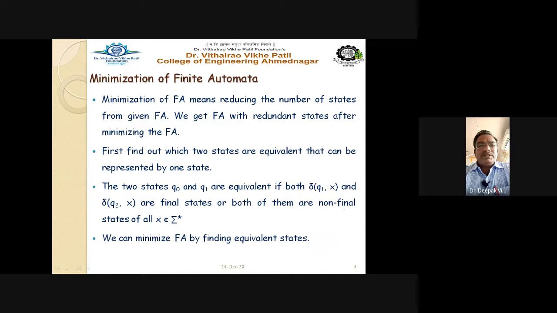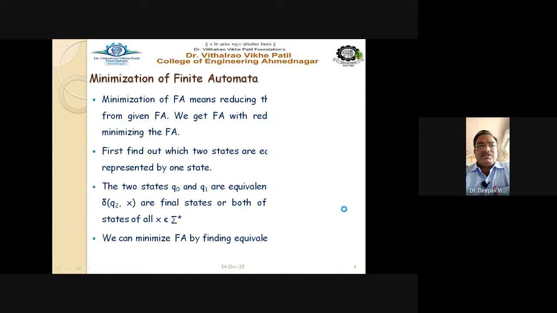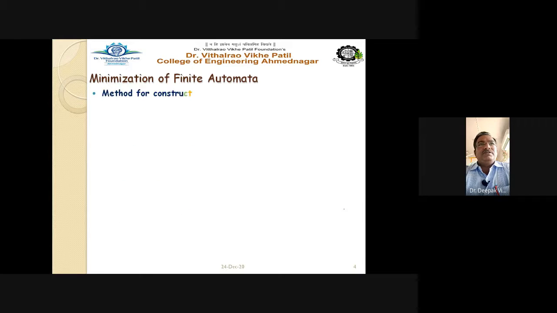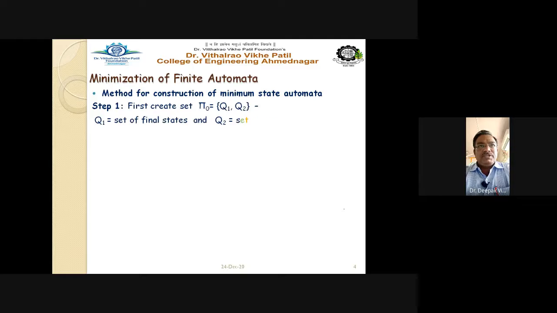So we can minimize finite automata by finding equivalent states, right? See here, the method for construction of minimum state automata. The steps are given here. Step number 1: first create a set pi 0. This pi is nothing but your equivalence class. The pi is called the equivalence class here.